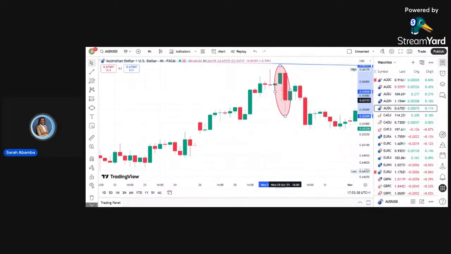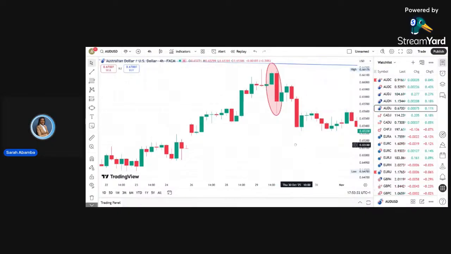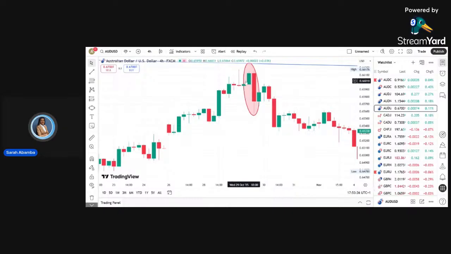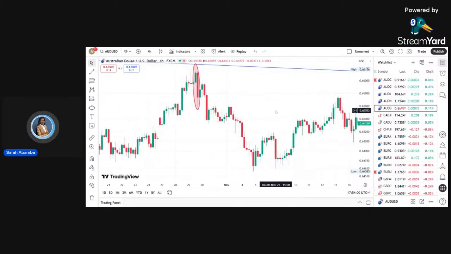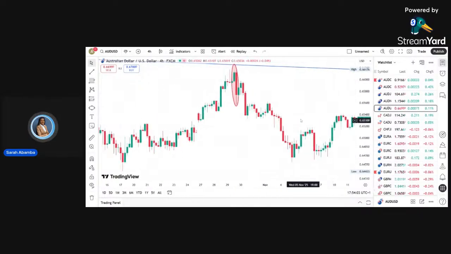This is a bearish engulfing pattern that was formed here. The first candle that was formed was a green candle. The second candle that was formed was a red candle, and the red candle was bigger than the green candle, which made it a bearish engulfing bar pattern. So the next thing you see is that the market just started dropping, and it just continued dropping. So what you do is place a sell order and put your stop loss a little above the candle that was formed.